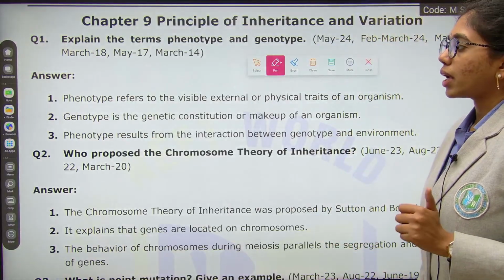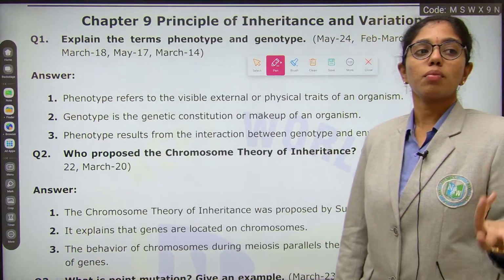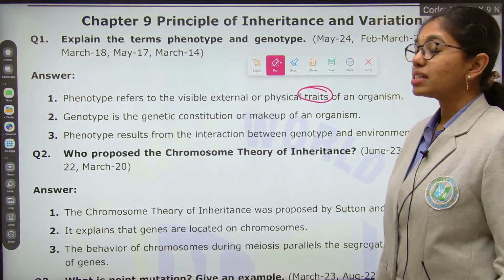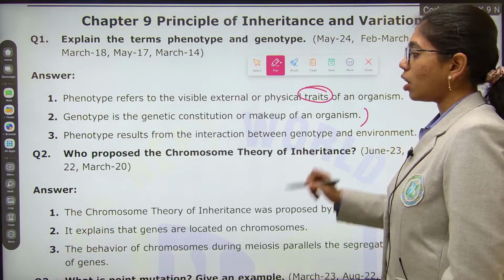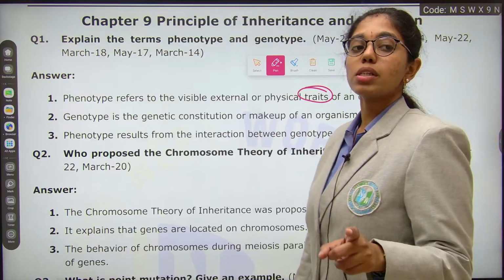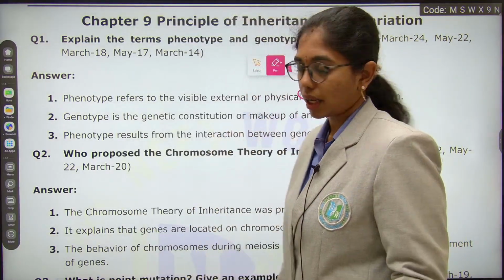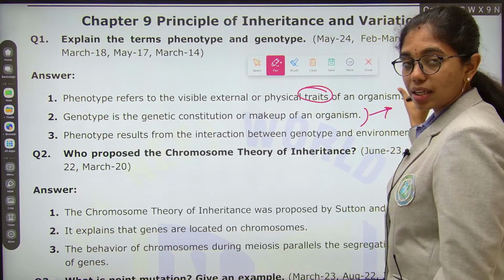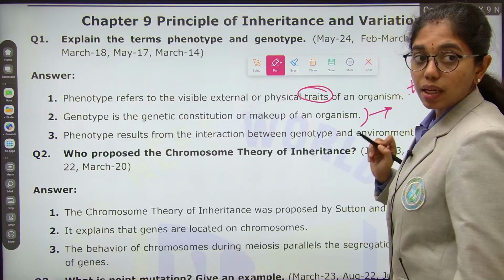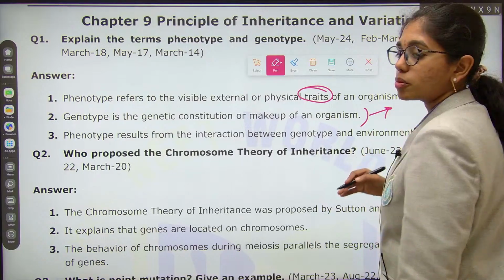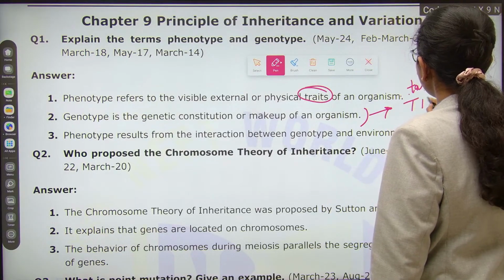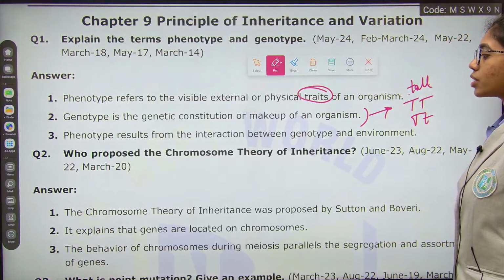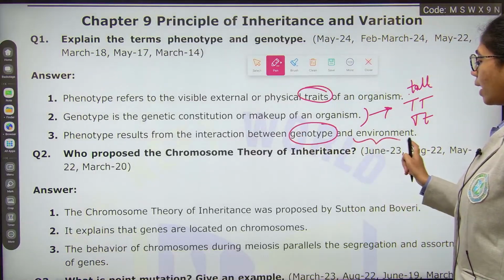So, phenotype and genotype. Phenotype refers to the external morphological features or traits of an organism, whereas genotype is the genetic constitutional makeup of an organism. For example, tallness is a dominant trait. Two genotypes are applicable for this according to Mendel's pattern of inheritance: homozygous tall or heterozygous tall. Phenotype results from the interaction between genotype and the environment.